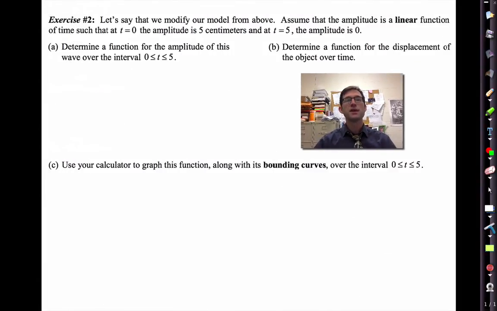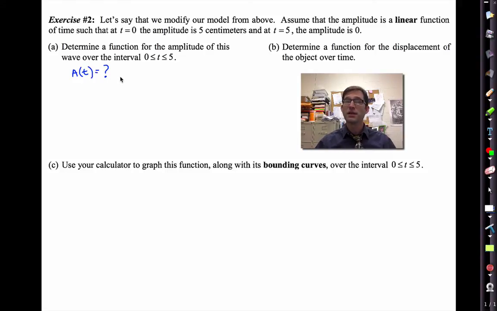It says, let's say we modify our model from above. Assume that the amplitude is a linear function such that at t equals 0, the amplitude is 5, what it was before, and at t equals 5, the amplitude is 0. Determine a function for the amplitude of this wave over the interval 0 to 5. Notice, I'm not asking you to come up with the equation of the actual trig function. I just want an equation for the amplitude itself. This is weird because in the last problem, the amplitude was a constant, 5. But now I want the amplitude as a function of time.